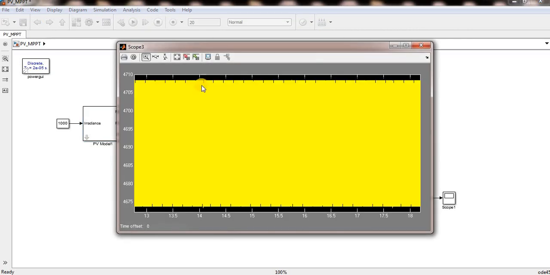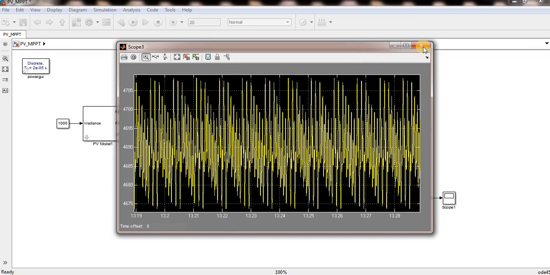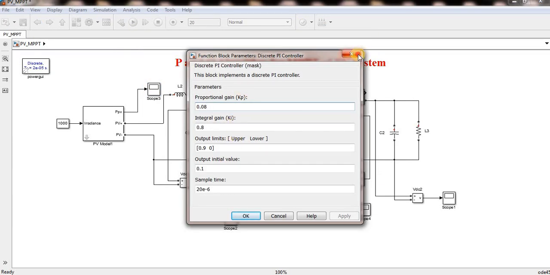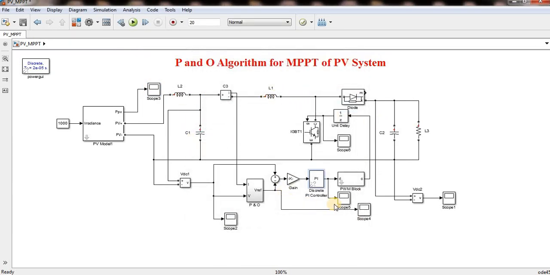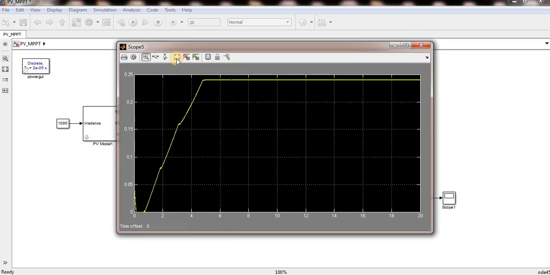And you can reduce the chattering of this one also. These are the chatterings that are there. 6752 to 7005 means 30 watt chattering is there. But this is not that high, and even so you can reduce the chattering by selecting the proper gains of the PI and the proper values of L and C. And this output of PI is equal to the duty cycle of my boost converter.